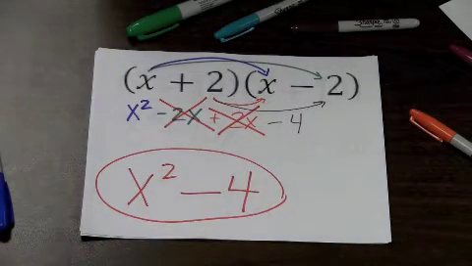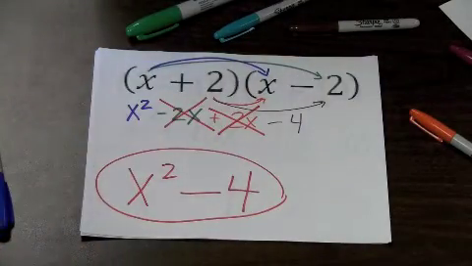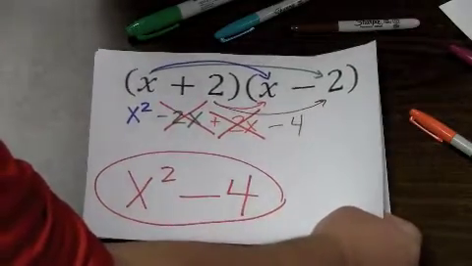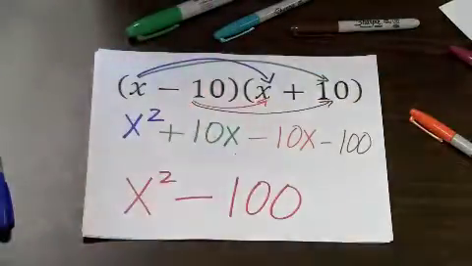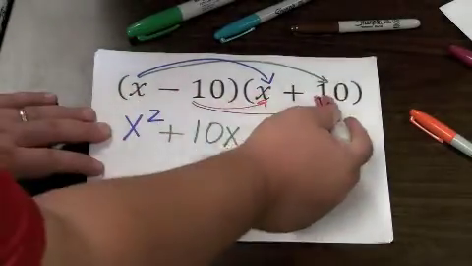Okay. Now usually when we multiply 2 binomials we end up with a trinomial. In this case we end up with a binomial. Okay. See if we find a pattern here. Okay, next problem. Same thing, binomial times binomial. X minus 10 times x plus 10.